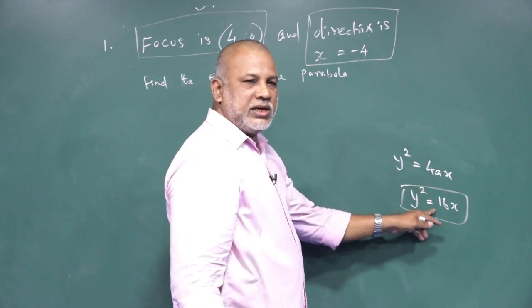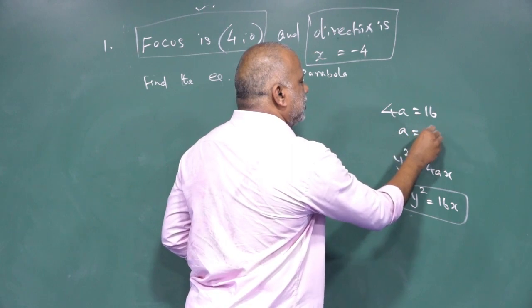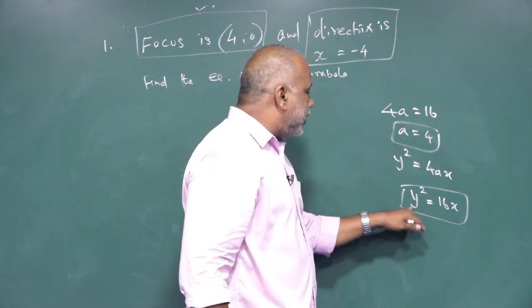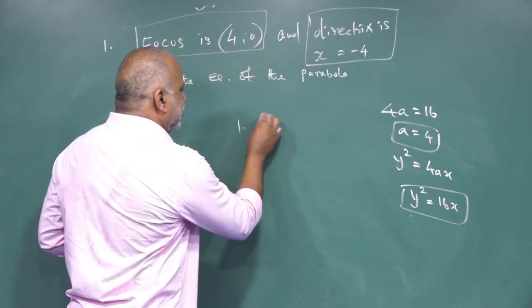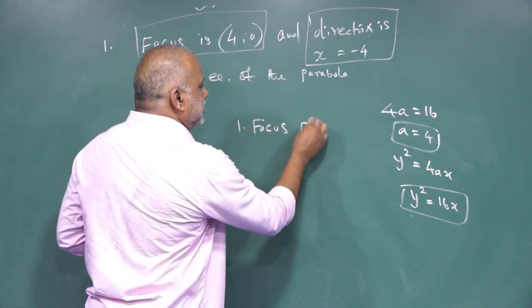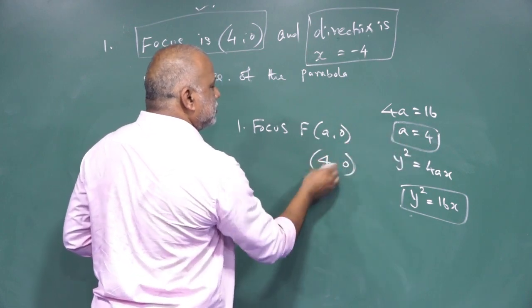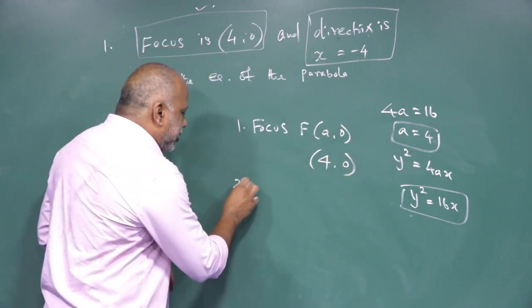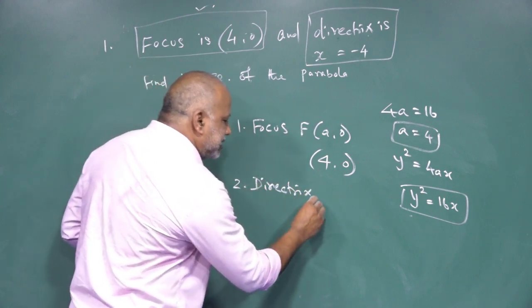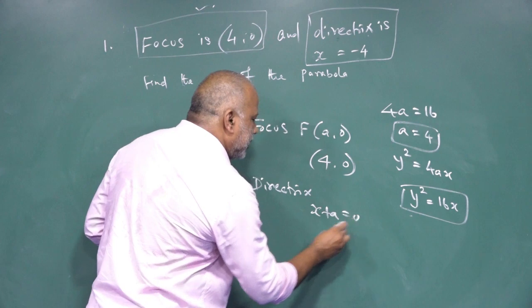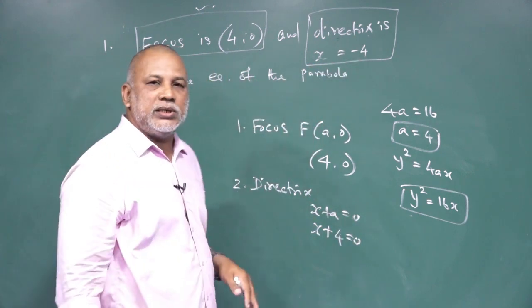4a equal to 16, so a equal to 4. Then y squared equal to 16x, type number 1. What is the formula to find the focus? Focus F is (a, 0). See, a is 4, so (4, 0). That's all. Then for type number 1, what is the equation of the directrix? x plus a equal to 0. Therefore x plus 4 equal to 0.